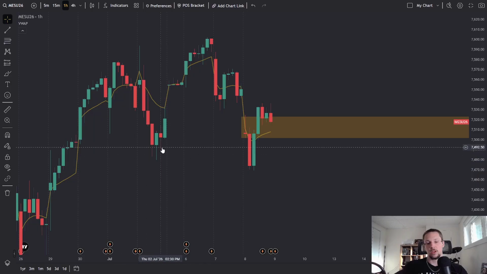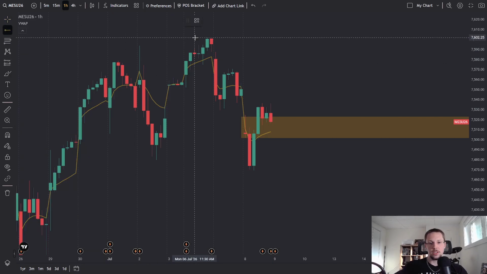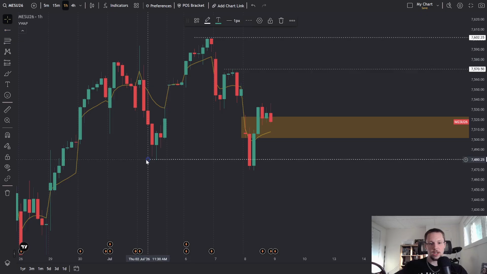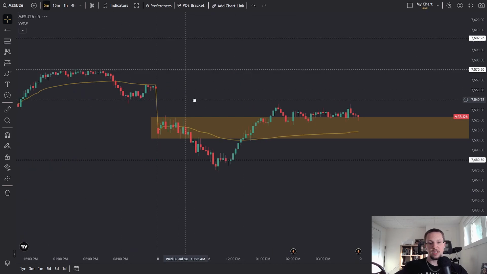That's a low that formed on Thursday last week. This is a previous high that formed this past Tuesday, and this is a previous high that formed this past Monday. So what I'll do is I'll mark out these highs using these lines. And I'll also mark out this low here using lines as well. These are areas that price may want to head to as it begins its day here in this area. So we come back to the 5-minute time frame.